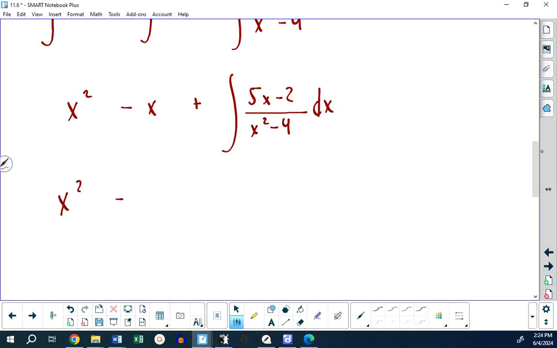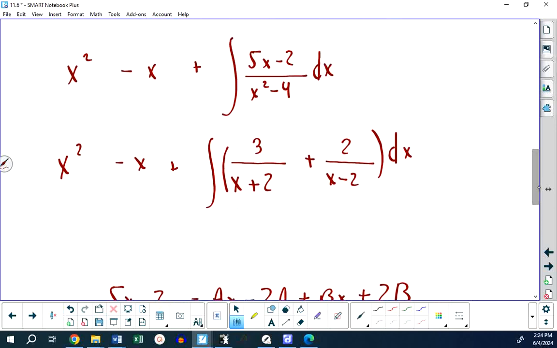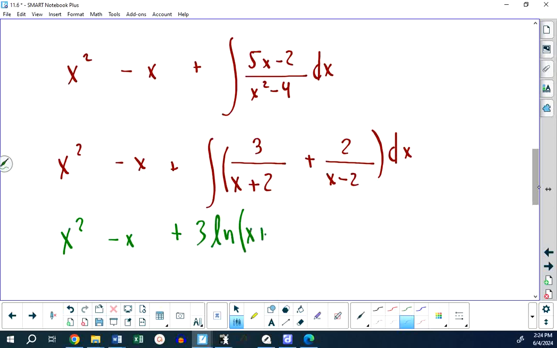So our answer is x squared minus x plus the integral of a, which was 3. Did I have my a over x plus 2? Okay, plus 2, plus b, which was 2 over x minus 2 dx. And we can finish the problem off now. X squared minus x plus 3 ln of x plus 2 plus 2 ln of x minus 2. Boy, that natural logarithm thing plus c makes things easy. That's it. That's the answer.